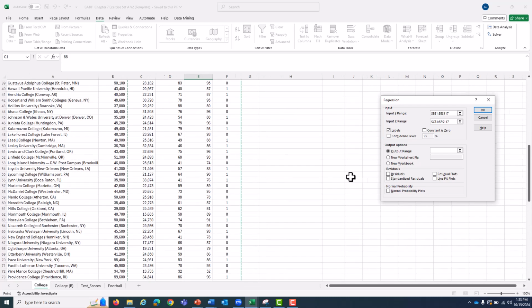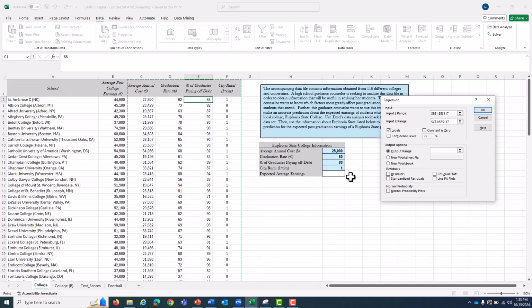So C1 to F117. I used row 1 over here, so I want to make sure that I have labels on, and I do. And then I want to output this somewhere in the sheet so I have the information to work with. Best spot to me is I've provided you with a spot for the answer. Let's put it close to underneath, so I'm going to put it in cell H17, and I'm going to hit OK.